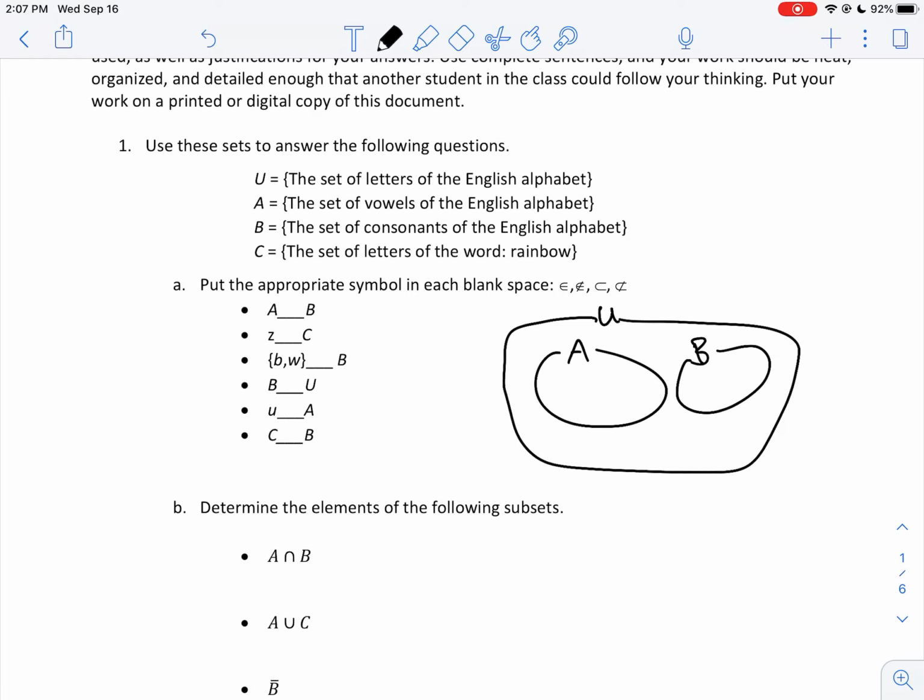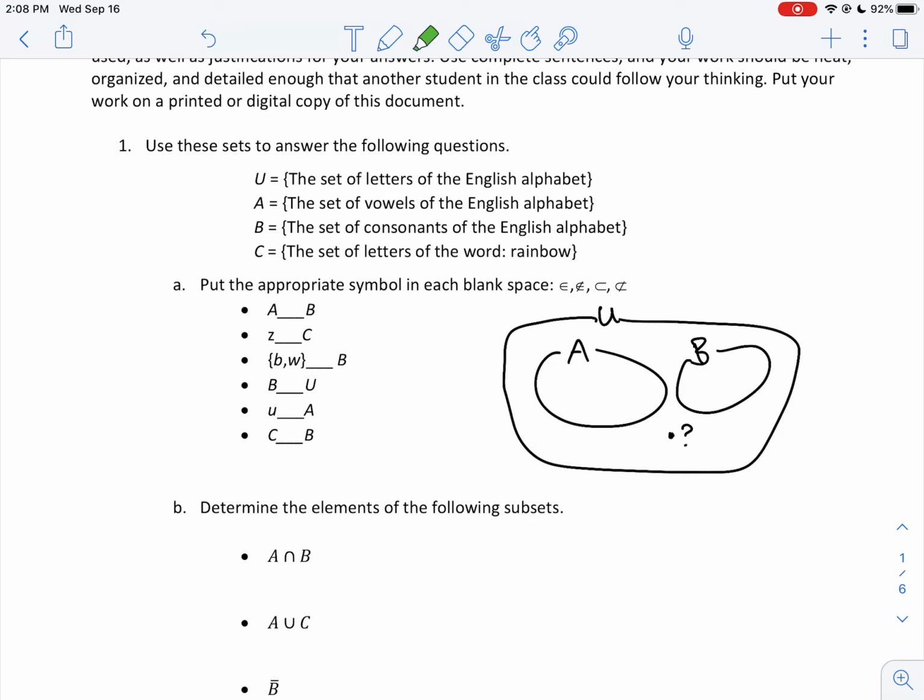Now, this particular Venn diagram makes you wonder, is there anything outside of A, B, but still in the universe? Or do A and B together make the universe? This is a good question. The set of all vowels and the set of all consonants combine to make the set of all letters.